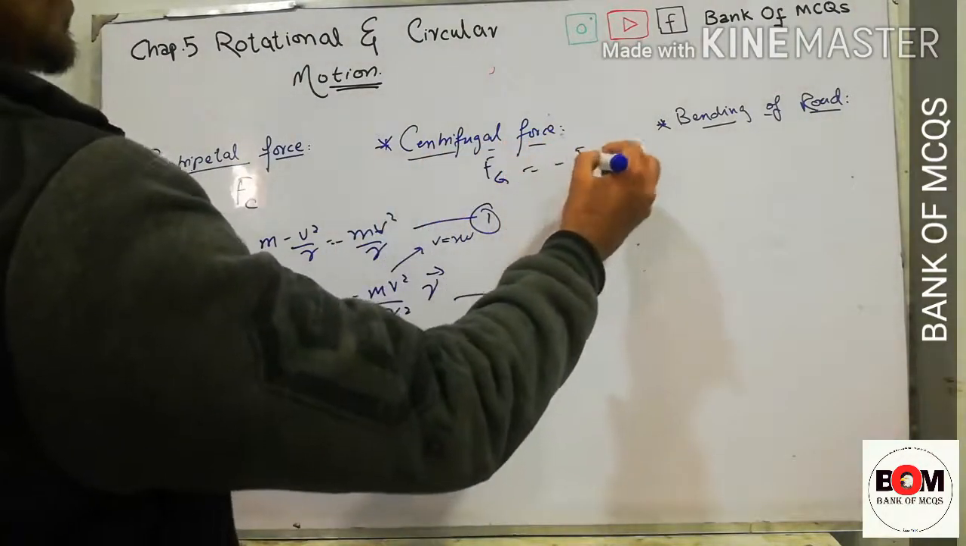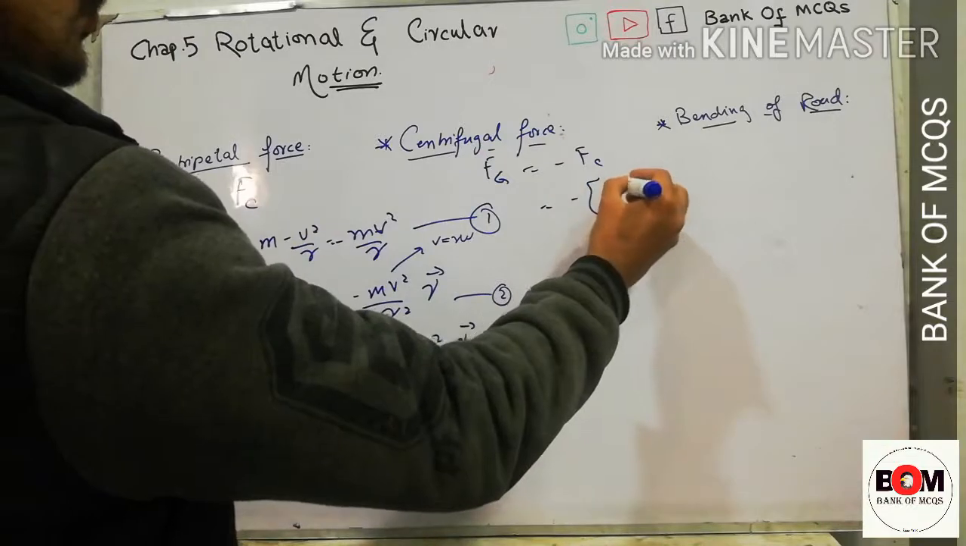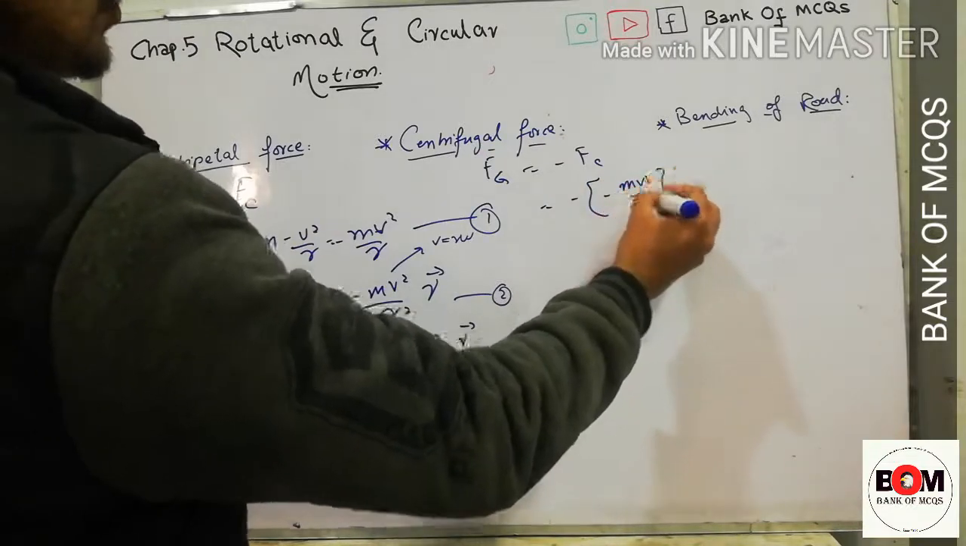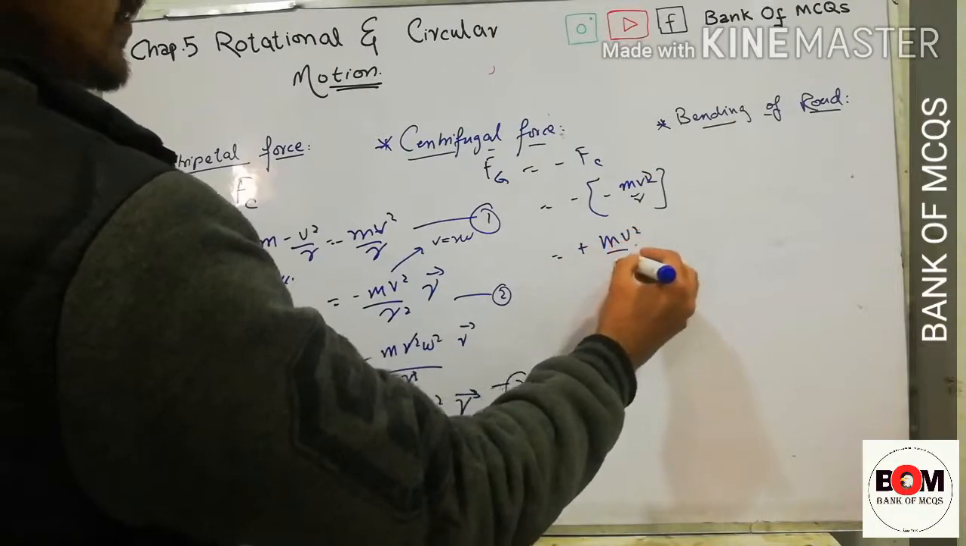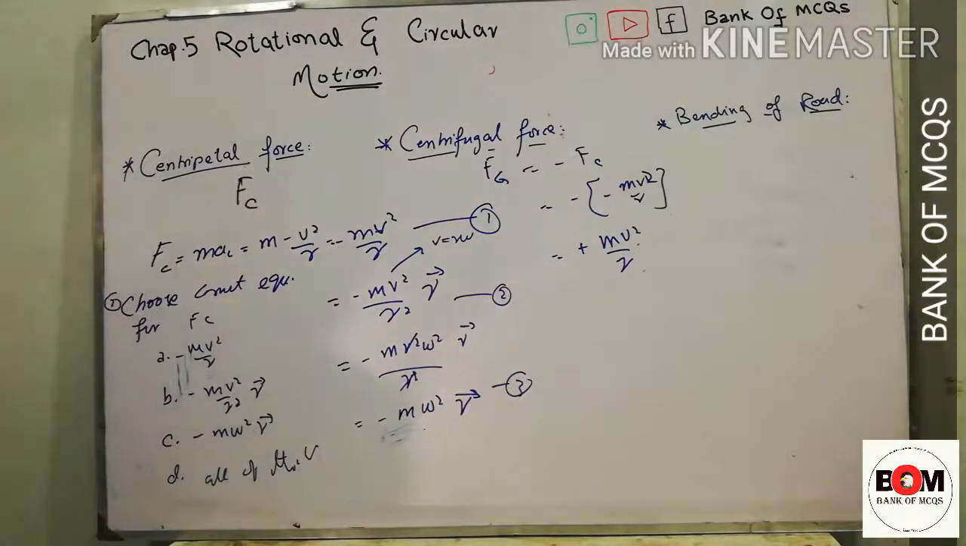Centripetal force is minus Fc, so minus Fc is equal to minus mv square by r. So minus minus into plus, so Fc is equal to mv square divided by r. So this is the equation of centrifugal force. The next topic is bending of the road.